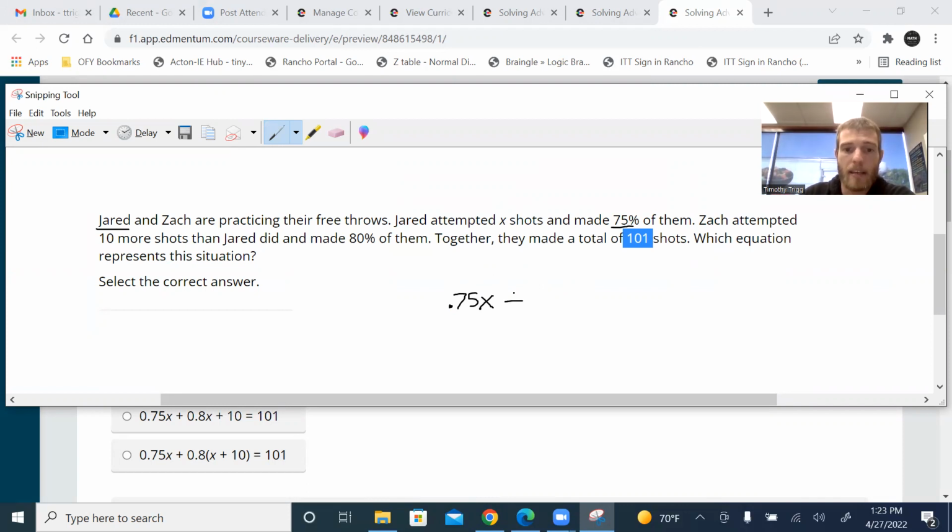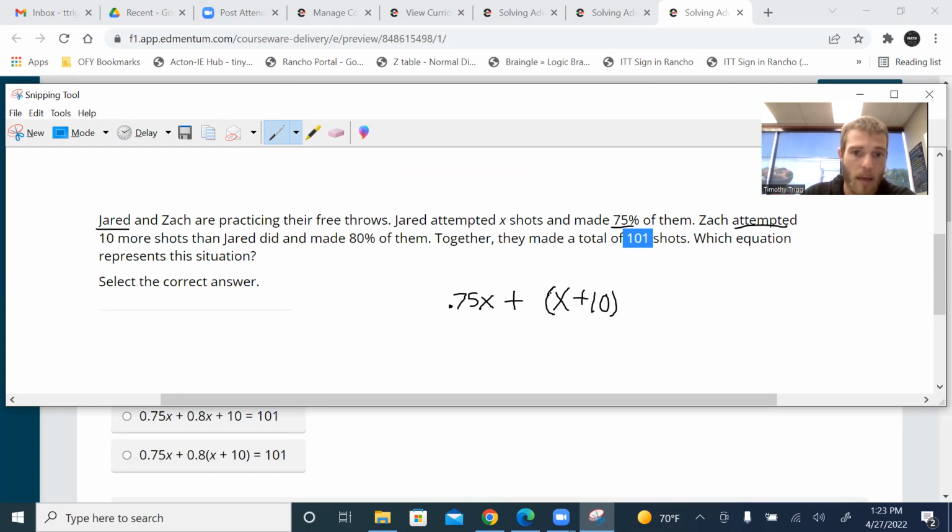So that's where I get this 0.75 from. Now we're going to add in the number of free throws that Zach made. Zach attempted 10 more shots than Jared did. So remember, Jared attempted x shots. Zach, on the other hand, attempted 10 more than that. So if Jared attempted x shots, then Zach attempted x plus 10.